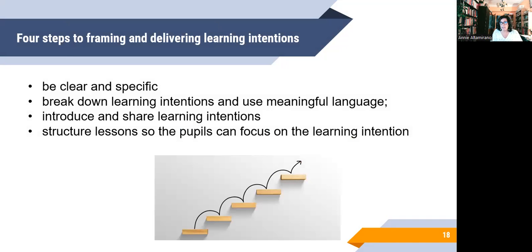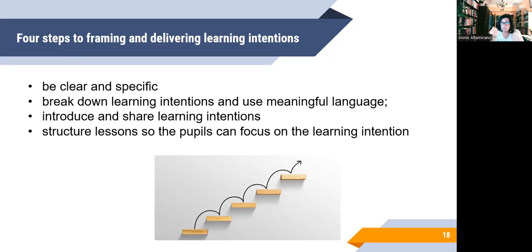Now, here are 4 steps that you can follow to framing and delivering learning intentions. It's important that we are clear and specific about learning intentions and why these are important things to learn. Also, break down learning intentions and translate them into meaningful and manageable language. Many times in most course books, we have the learning intentions and the success criteria in the teacher's book.